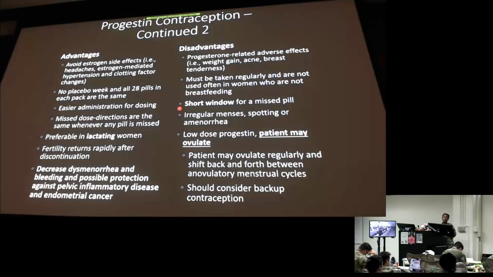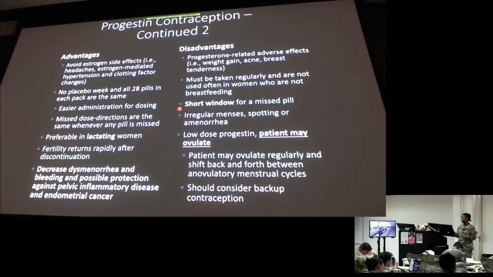When we're looking at our advantages and our disadvantages, the only thing I want you to look at is what is bold and underlined, okay, on your disadvantage. On your disadvantage, make sure that you understand what I have said several times, that your patient may ovulate, and that is why we don't like them. That is why they are not as effective.